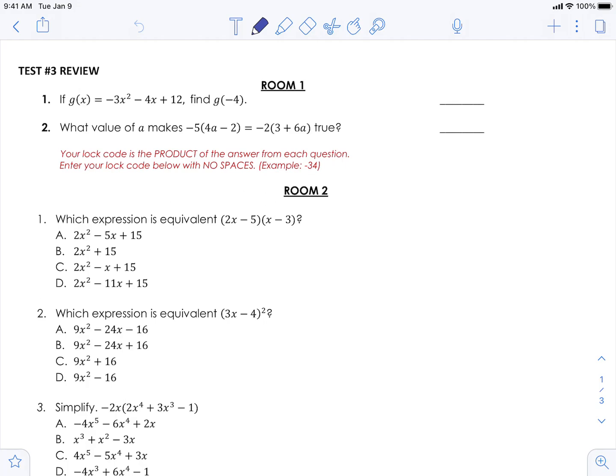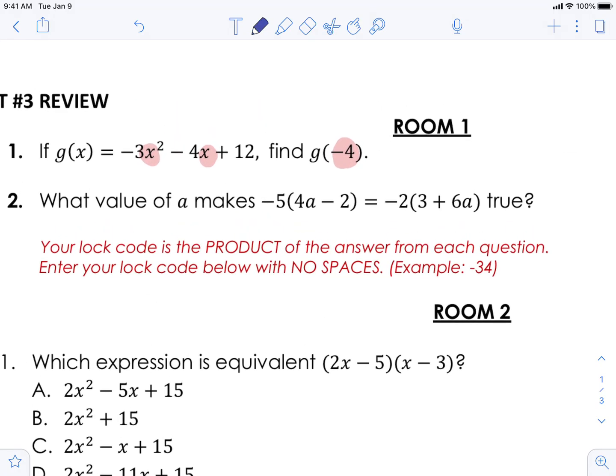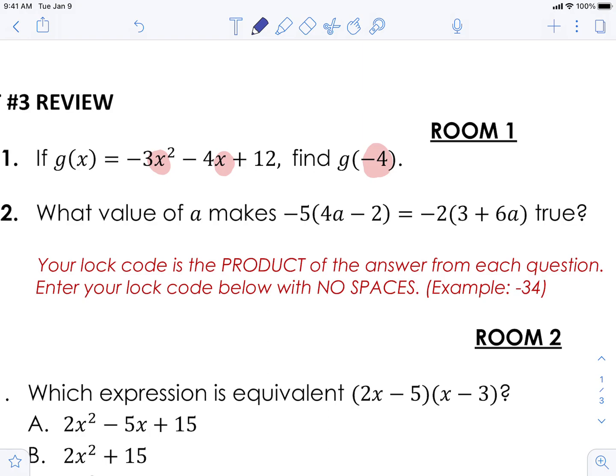So looking at the first question, if g of x equals negative 3x squared minus 4x plus 12, find g of negative 4. So what we're going to do is take this negative 4 and replace it for every single x. Now when we do this, we have to be careful and make sure that we put parentheses around that negative 4, because it will change the answer, the outcome. Okay, so we do that.